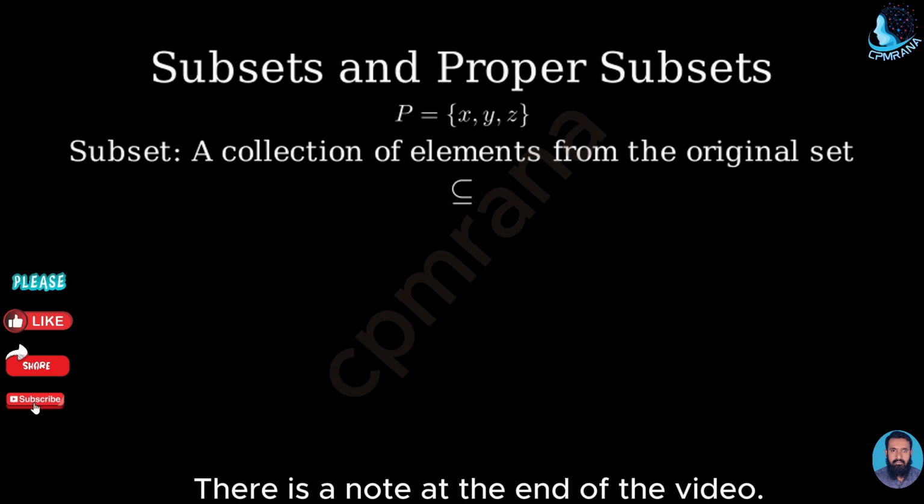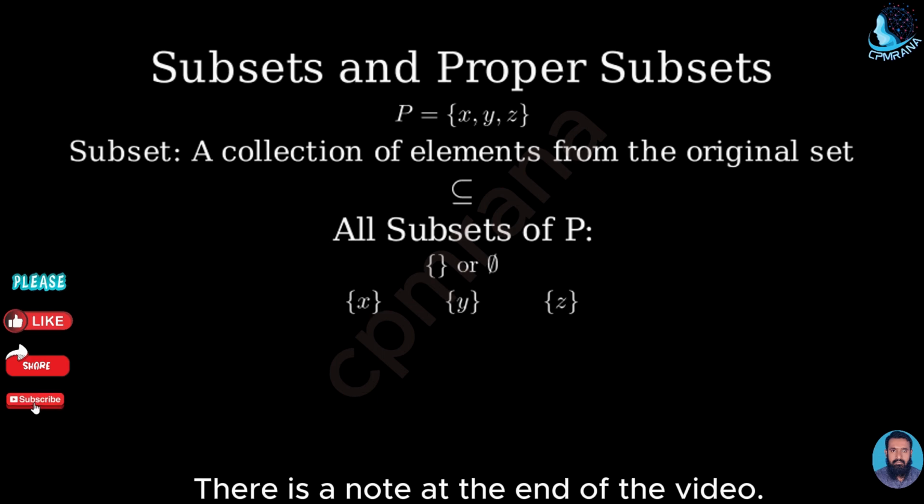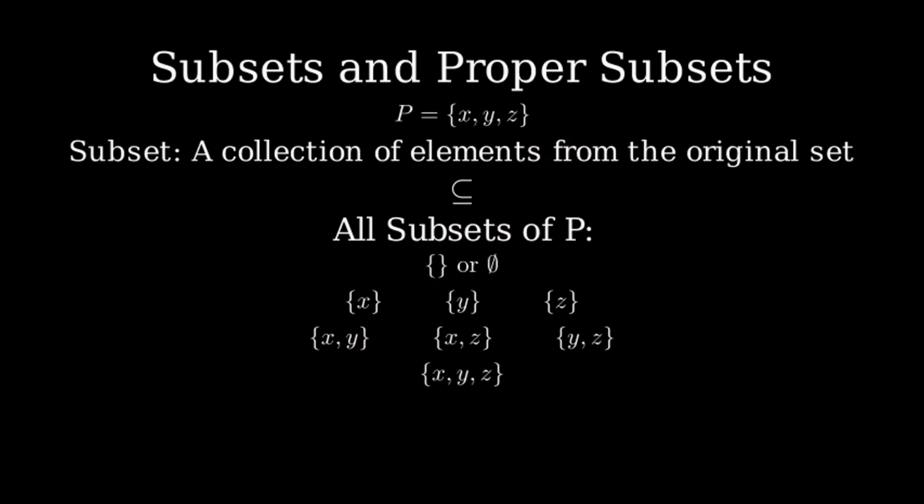Let's find all possible subsets of P. We'll list them systematically. First, the empty set, which we write as curly braces or the empty set symbol. Then all single-element subsets {x}, {y}, and {z}. Next, all two-element subsets {x, y}, {x, z}, and {y, z}. Finally, the complete set {x, y, z}.